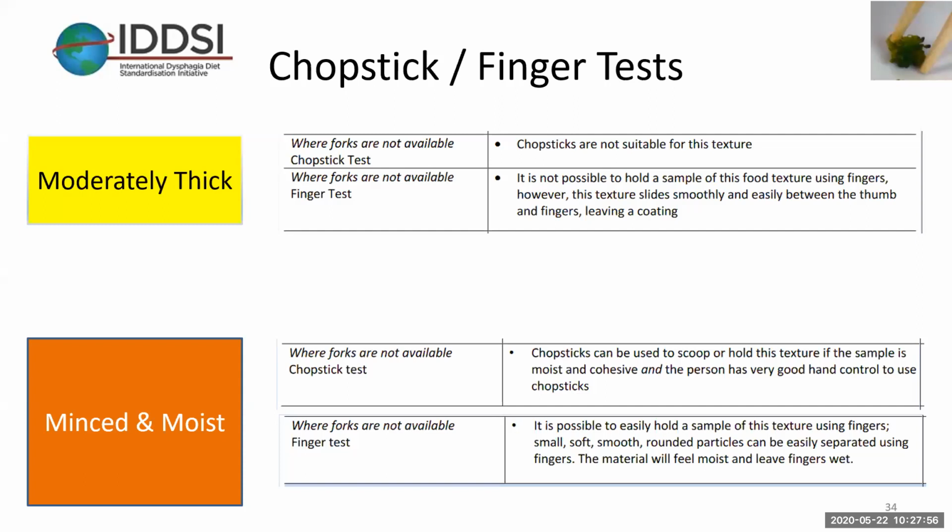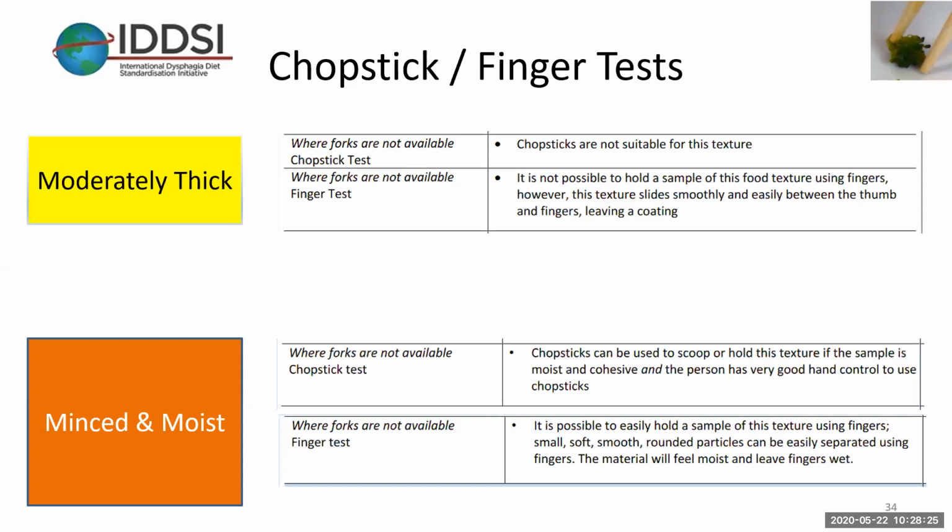Another example is shown here from level 5, minced and moist. Chopsticks can be used to scoop or hold this texture if the sample is moist and cohesive. But please note that if you're going to do this, the person still does have to have pretty good hand control to use chopsticks. And when you use your fingers, it is possible to easily hold the sample of this texture, and small, soft, smooth, rounded particles can be easily separated using your fingers. The material will feel moist and will leave your fingers wet.